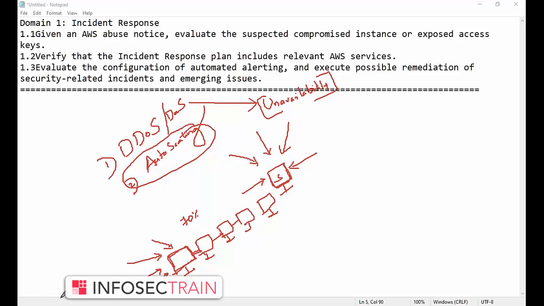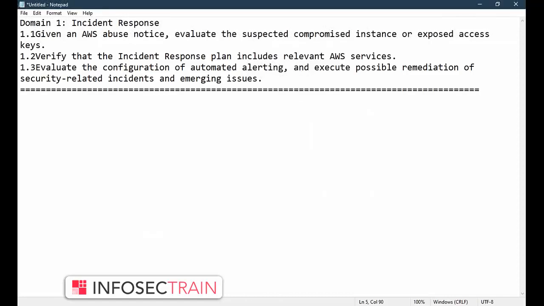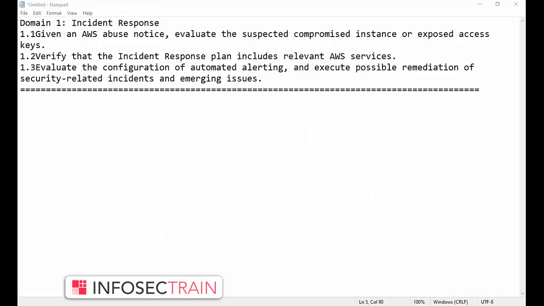Perfect. Okay. Now we will discuss the next factor. This is actually very, very important. As I told you, incident response is a very, very critical factor. For example, in the incident response domain, I'll tell you what all services you have to study in detail. You can write this down, or you can just take a screenshot once you finish. But this is very, very important. In this incident response, you have to consider these factors.